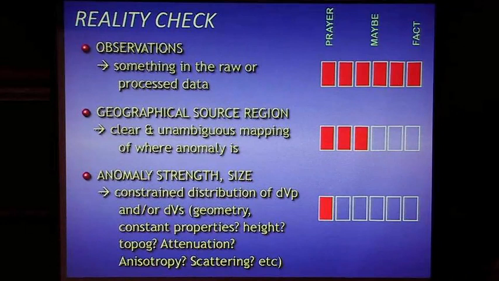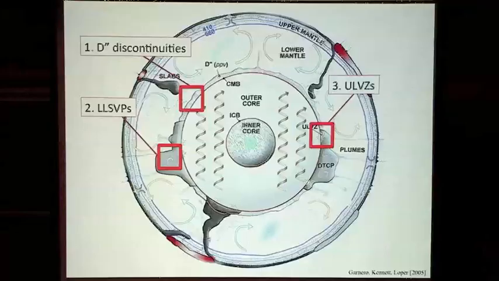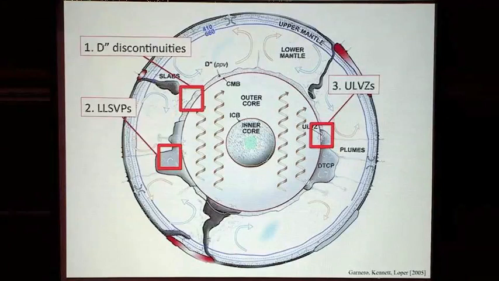So today, this is an old background picture. I'm going to briefly go through D-double prime discontinuities. It hasn't received a lot of attention at this meeting, but it's an exciting area of research that relates to lower mantle mineralogy as well as dynamics. And I'm going to spend most of my time on these large low shear velocity provinces because there are so many yellow stickies with those. You can't really go there without talking about ultra-low velocity zones, so I'll cover that.